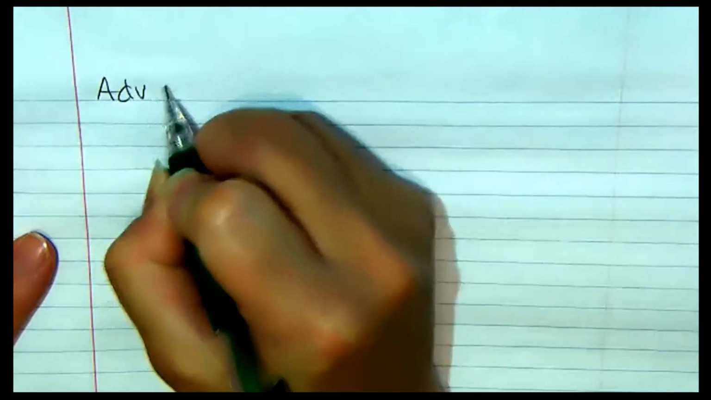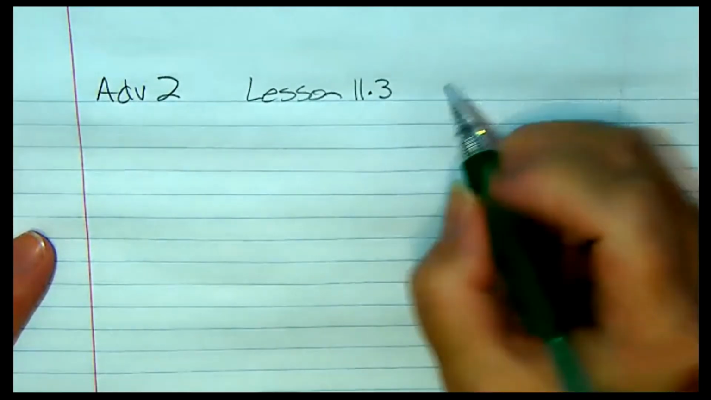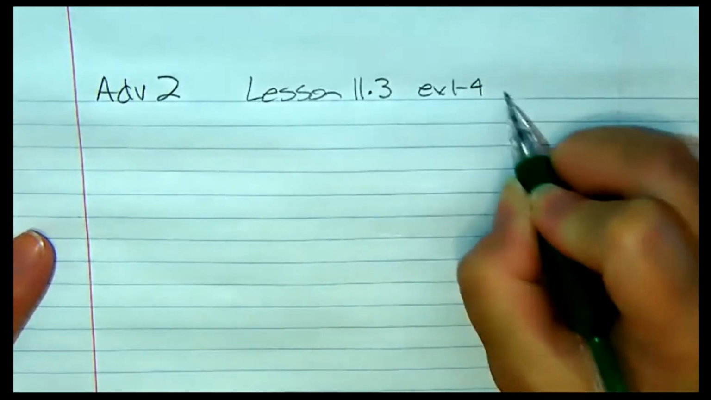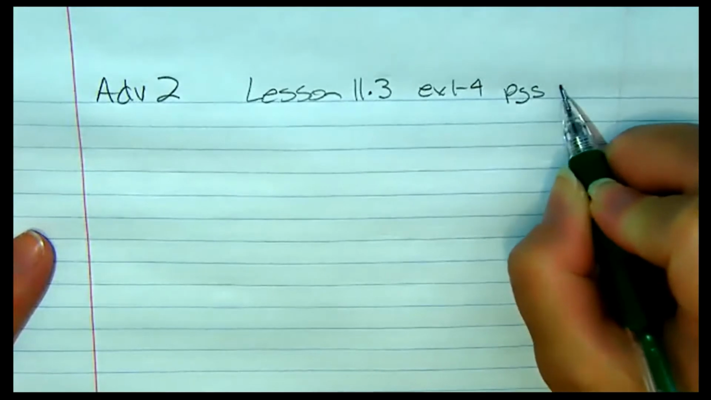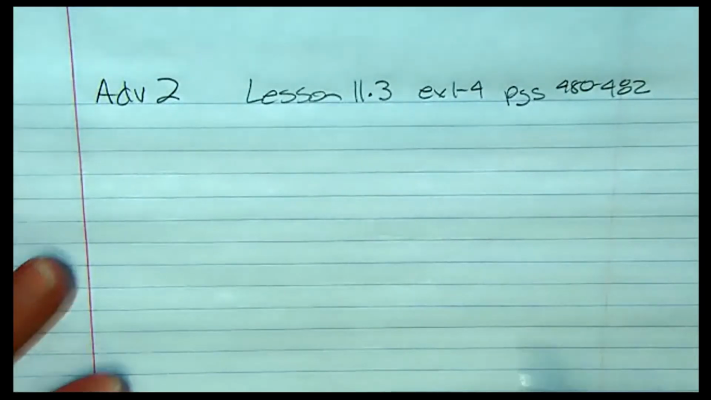Okay, we are working from the Advanced 2 textbook. We are doing lesson 11.3, examples 1 through 4, and we are working from pages 480 to 482.